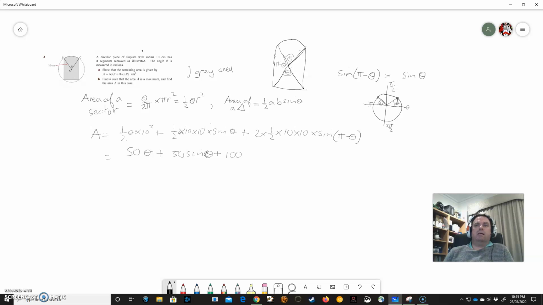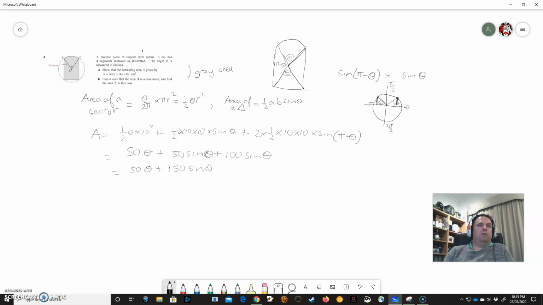That's that distance there. Over here would be pi minus theta. It's the same, so we can just replace this with 100 sine theta as well, because those two cancel out. So this is why we've got 50 theta plus 150 sine theta.